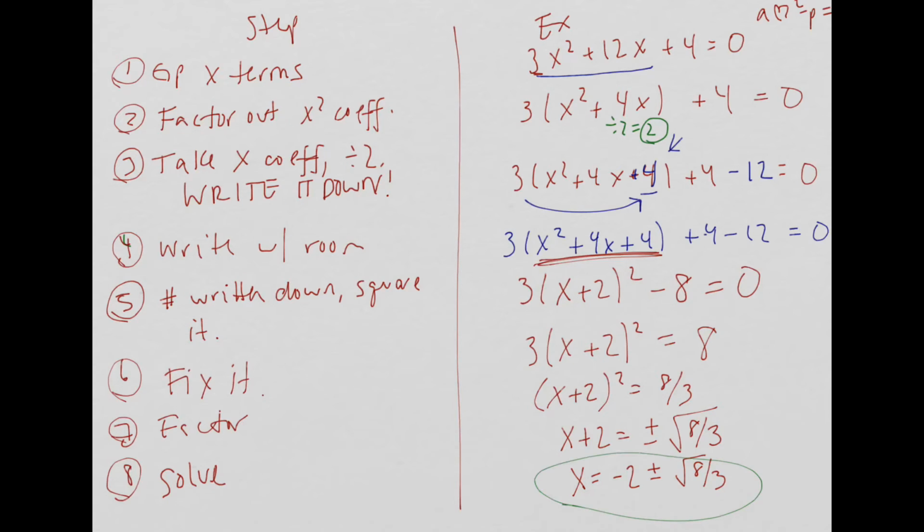Now it seems like a lot of work, and we're going to do 2 more of these, but it's actually not that bad in practice. The hardest part is going to be this. Dividing by 2, writing it down, and then fixing it. Those are going to be the 2 hardest parts, but we'll do more.